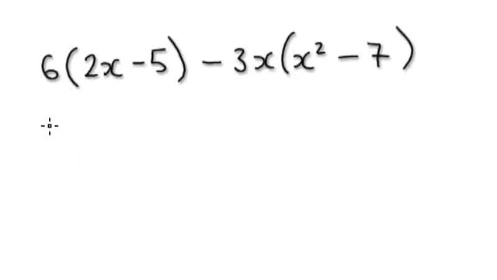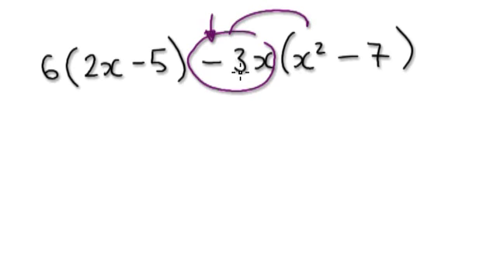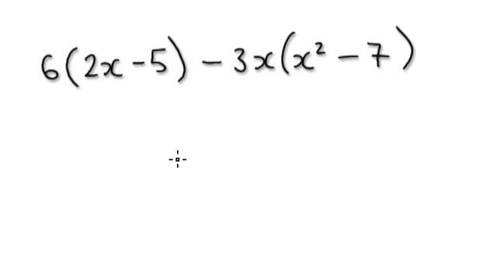Okay. So next one. This one here. Remember this is where it's complicated because you've got a minus here. So consider this as a minus thing here. So when you multiply this, it will be a minus. Okay. Well, anyway, press pause and have a go.